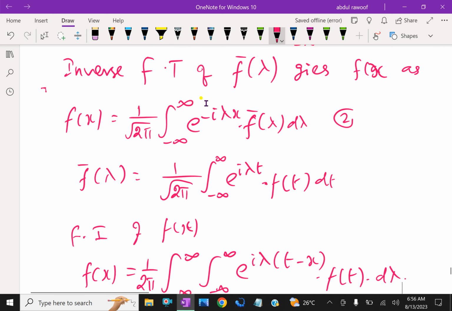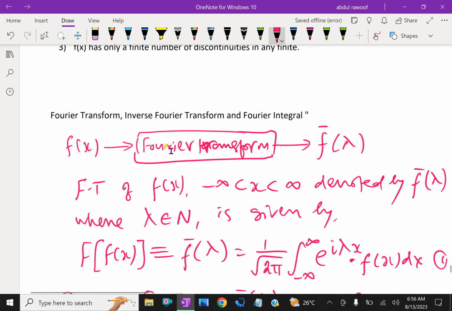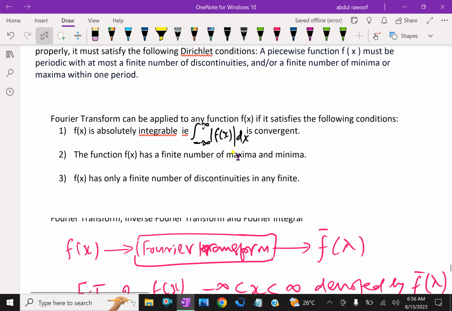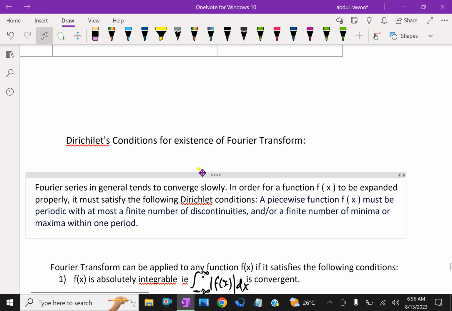Inverse Fourier transform is given here. So far we discussed the introduction of Fourier transform, inverse Fourier transform, Fourier integral and Dirichlet conditions for Fourier transform. In further videos we will discuss some example problems of Fourier transform.